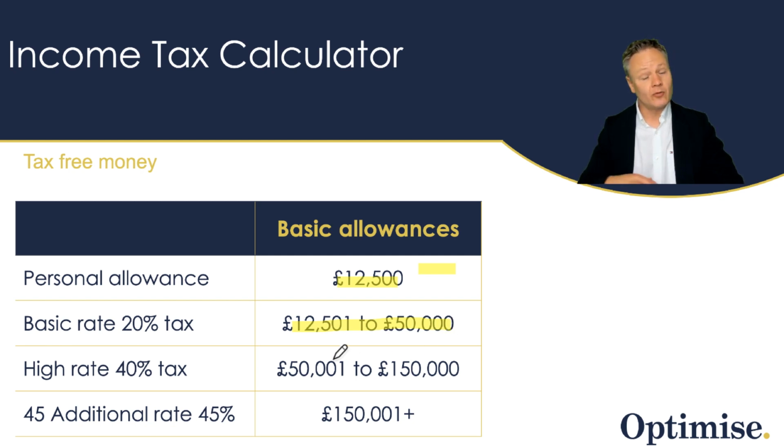Now, once you go over that amount, you then start to pay even higher amounts of tax of 40%, which is the high rate tax band. So you'll start to pay 40% on earnings from £50,001 all the way up to £150,000. Once you earn above that amount, you'll see a typo there, you will pay an additional rate tax band of 45%, which is on the earnings above £150,000.